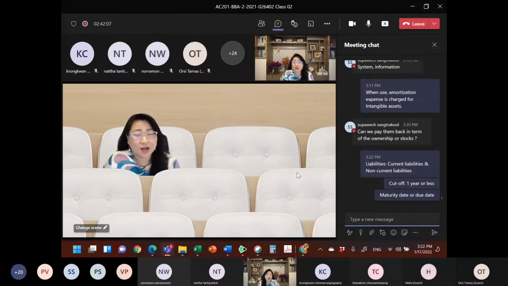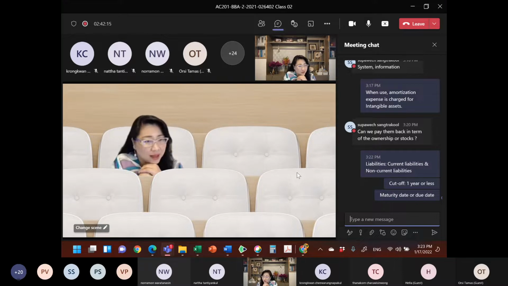As I said, we could pay them back in the form of cash, or we may have to pay them back in some other forms. And your friends ask, can we pay them back in terms of ownership or stock? Yes, you can. It depends on the contract.